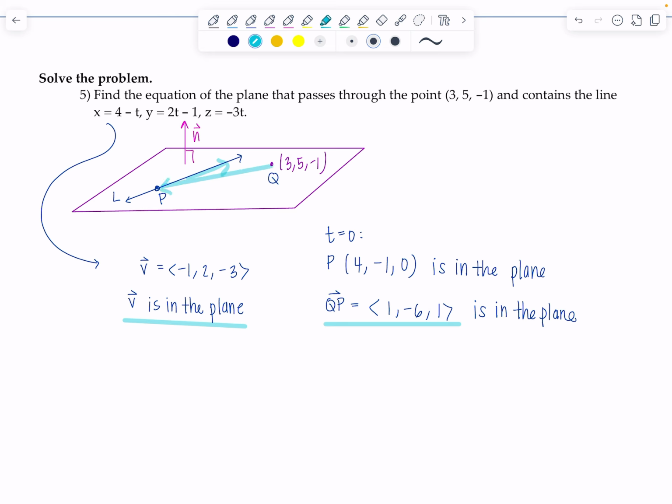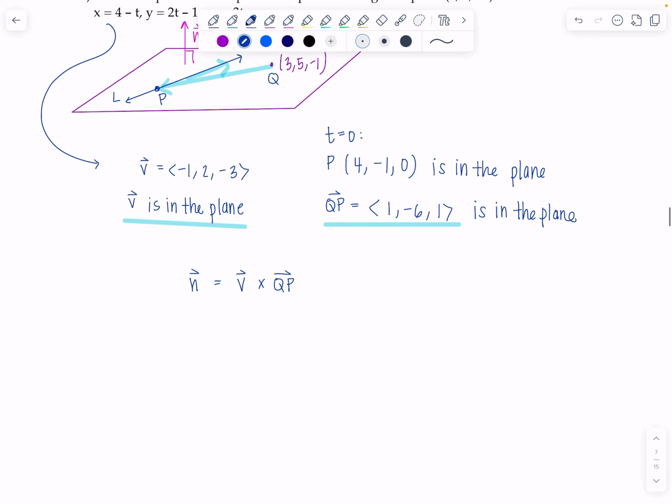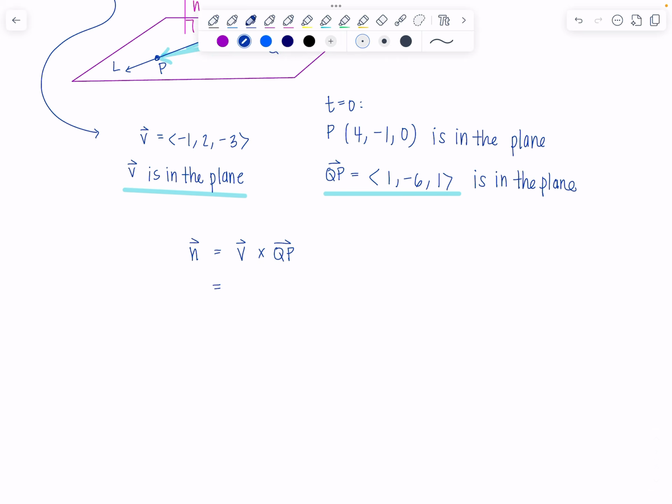Cross them, and we're going to get a vector normal to the plane. So my normal vector to the plane would be v crossed with QP. So v is -1, 2, -3. I want to cross it with 1, -6, 1. And I'm just imagining I had i hat, j hat, k hat on the top, and I get -16, -2, 4. So I'm going to try to write the equation of a plane.